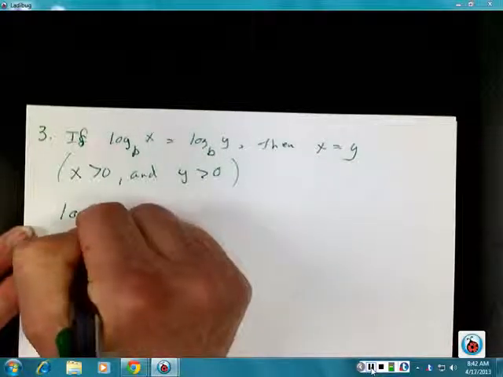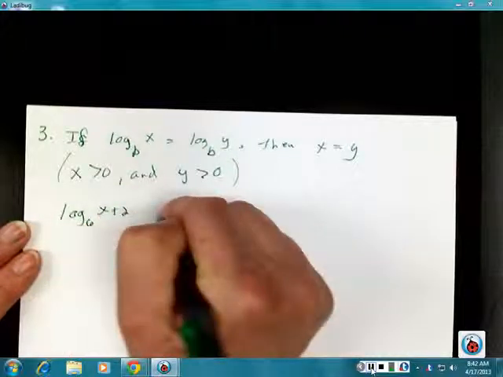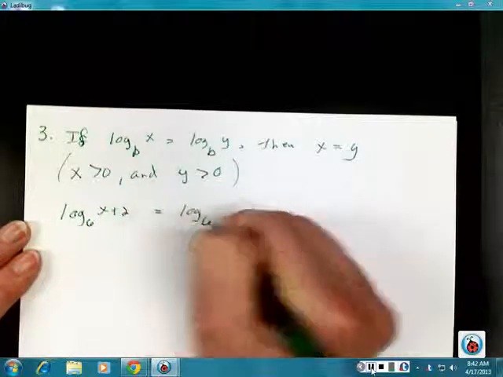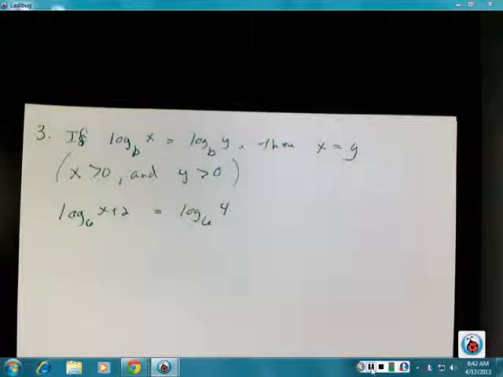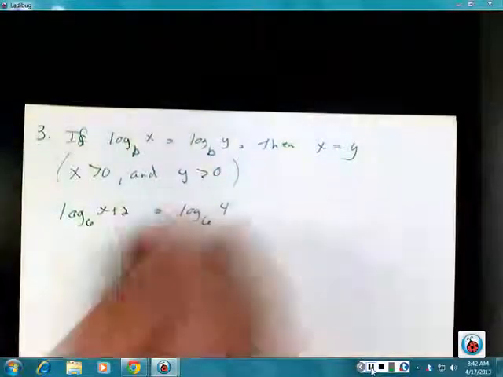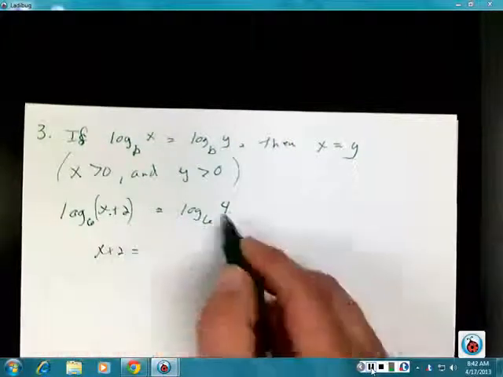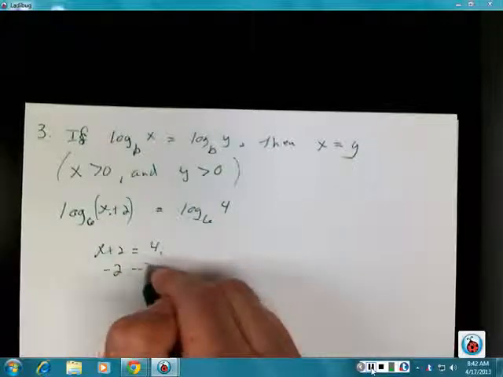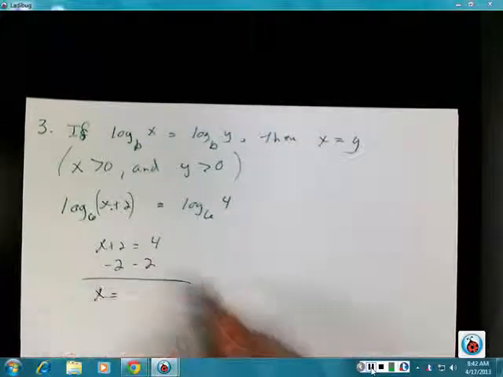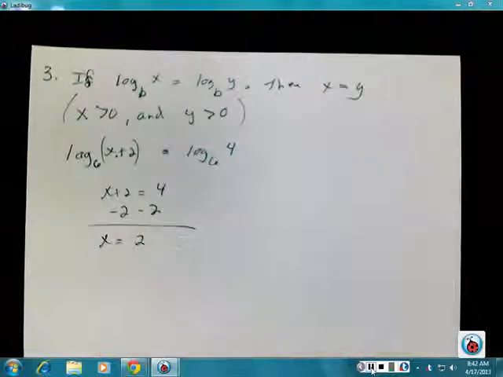Log 6 of x plus 2 is equal to log 6 of 4. So if I have something like this, where I have an equal sign in between, this piece, x plus 2, is going to be equal to 4. And so then all I need to do is solve that side, and I get x is equal to 4 minus 2, which is 2. So I find out that x is equal to 2.